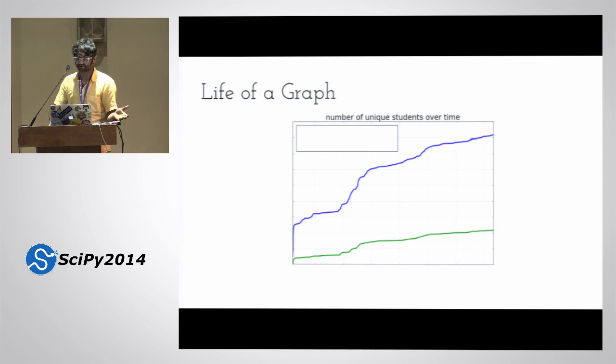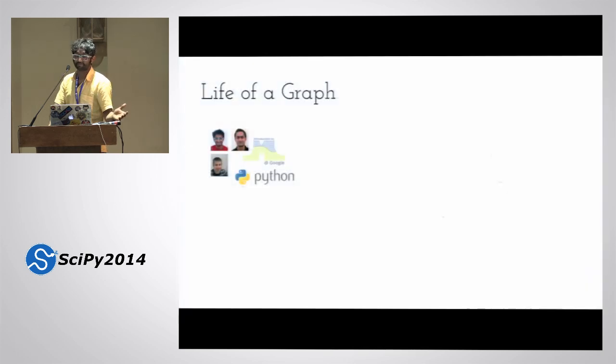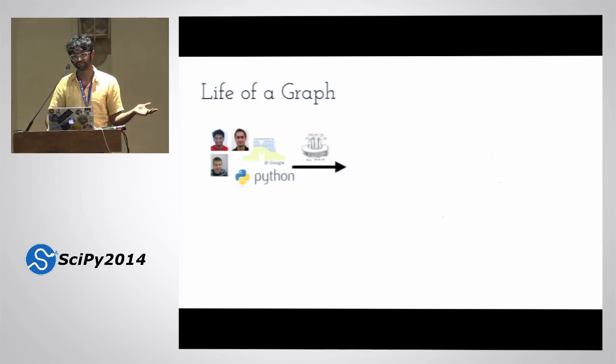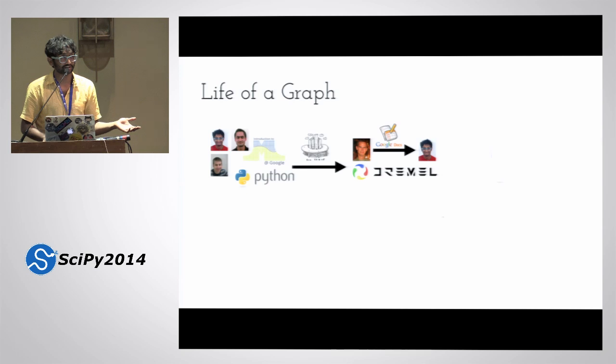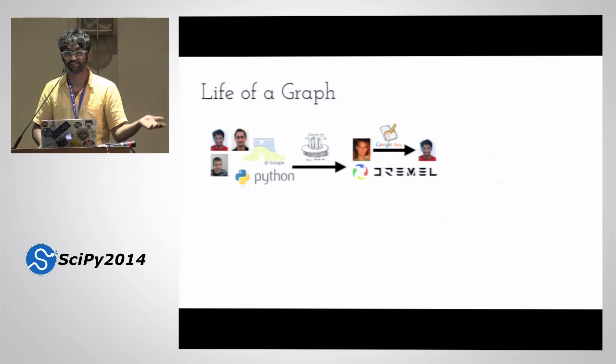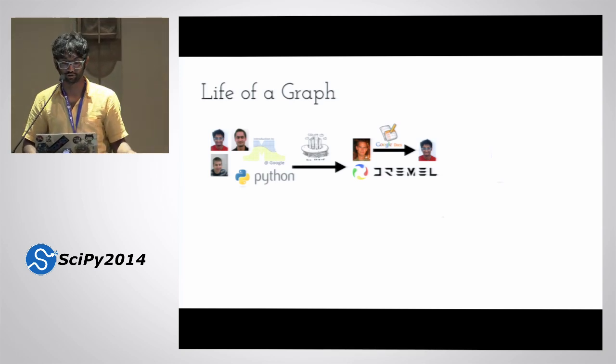So how was this graph actually made? There are a lot of different steps that go into this. First, I have to actually talk to domain experts, educational experts, machine learning experts about what data to collect. I put it in a storage system that I don't know how to use. And then I ask my friend, hey, how do I actually get the data out of this storage system? And he teaches me how to write these queries internal to Google, which are externalized as well.